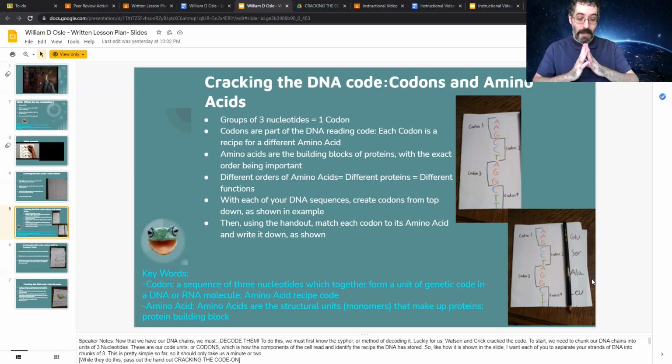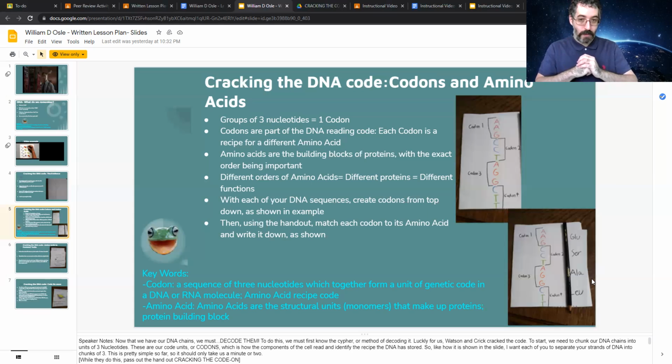When reading the DNA, the cell reads these in 3 nucleotide chunks called codons. And each of these codons, which makes it easier to read, translates to an amino acid, which are the building blocks of our proteins. The order of our amino acids is very important. The order can change what protein is made.